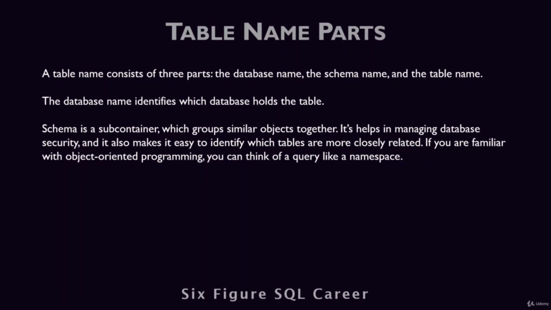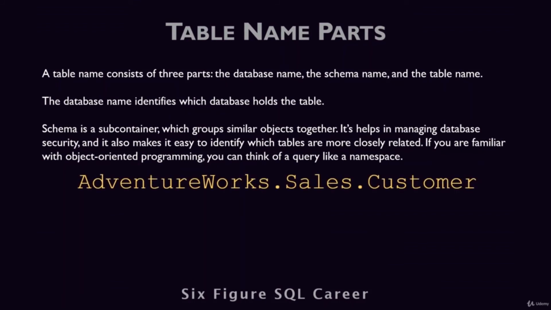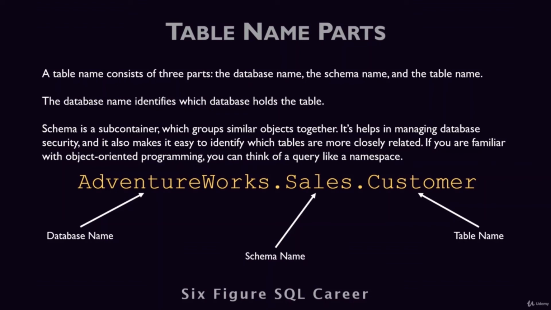A table name consists of 3 parts: the database name, the schema name, and the table name. The database name identifies which database holds the table. Schema is a subcontainer which groups similar objects together. It helps in managing database security, and it also makes it easy to identify which tables are more closely related. If you're familiar with object-oriented programming, you can think of a schema as something similar to a namespace.